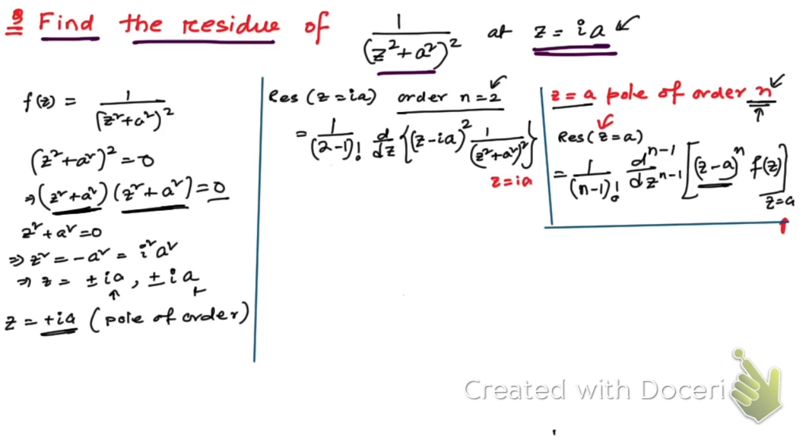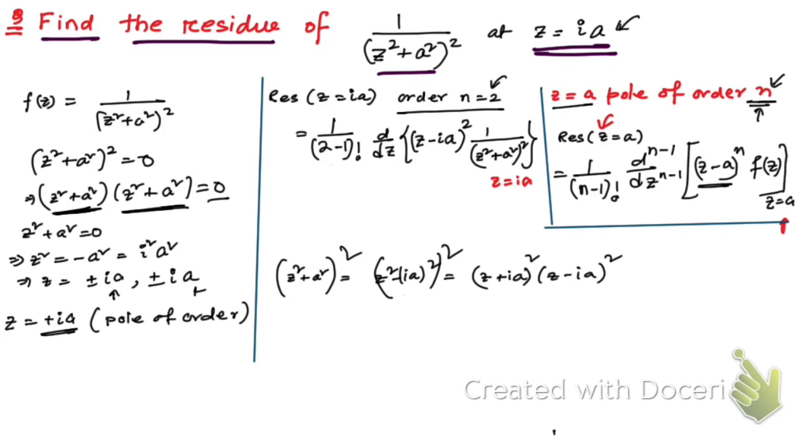Remember that. Now you see z square plus a square can be written as z square minus ia whole square. We can write that way, right? And this can be written as z plus ia into z minus ia. As we have a whole square here, the square of this is going to be z plus ia whole square and z minus ia whole square. So this denominator can be written this way.